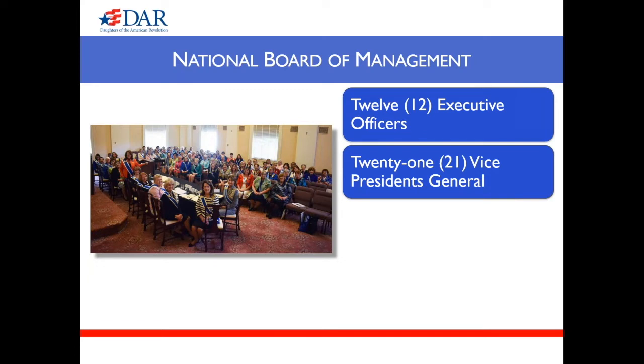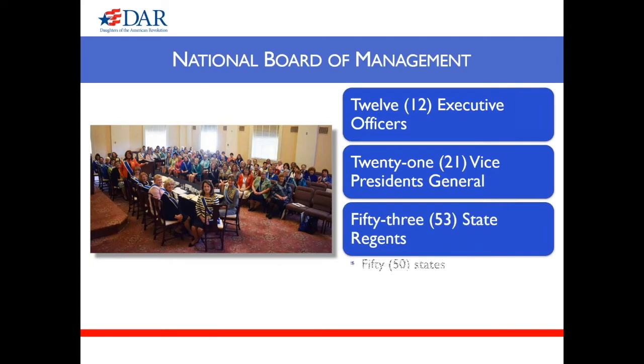Within each class, the vice presidents general are listed according to the votes received at election. The first one listed receives the most votes, and the 7th one listed received the fewest votes. Regardless of the ranking within the class, each has an equal vote on the National Board of Management.